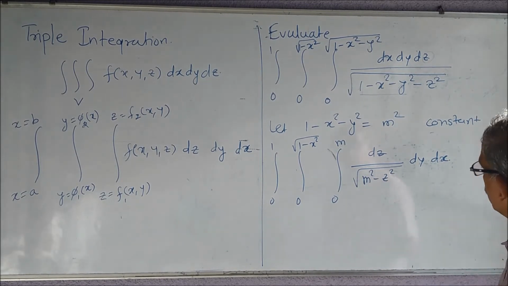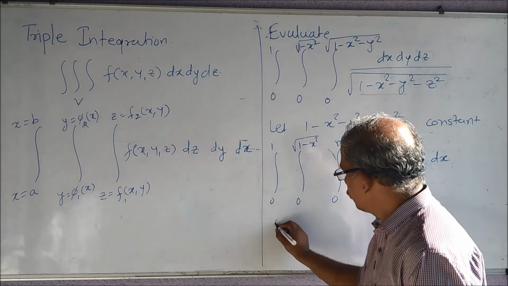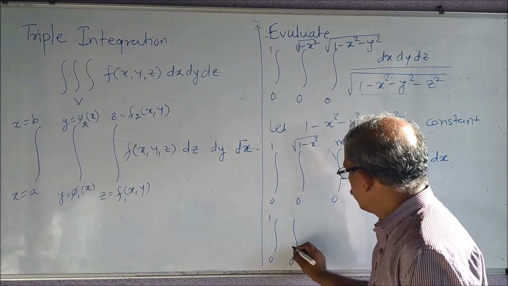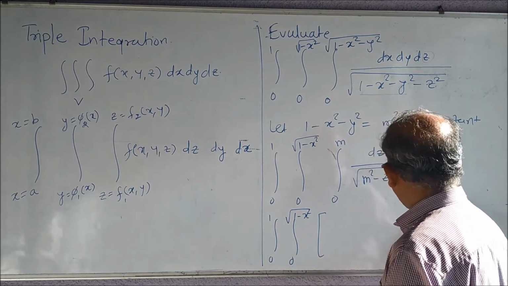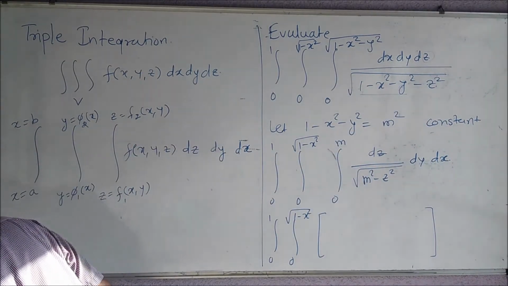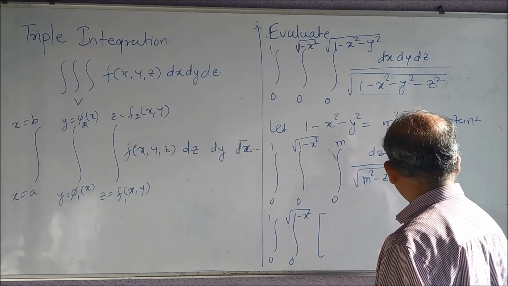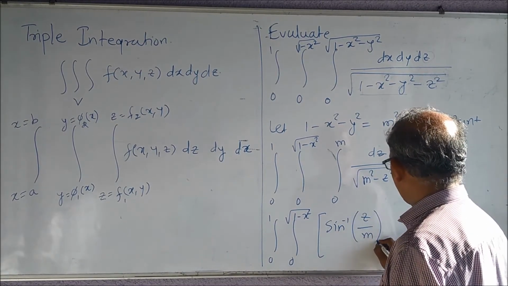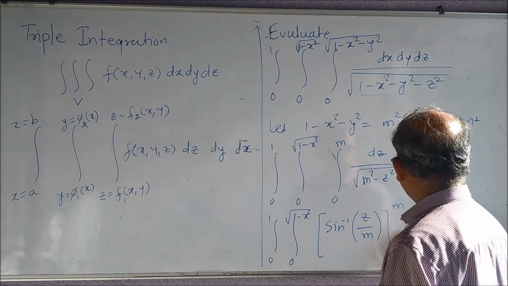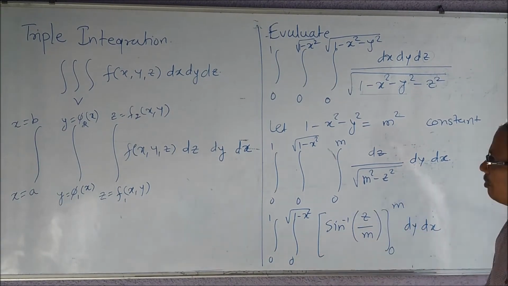Is that fine? So now you can easily evaluate this. What is the formula for 1 upon under root of m square minus z square? So let us put 0 to 1, 0 to under root of 1 minus x square, and then we have this integration. It is sine inverse of z upon m, running from 0 to m, dy dx. So now we'll put m over here.